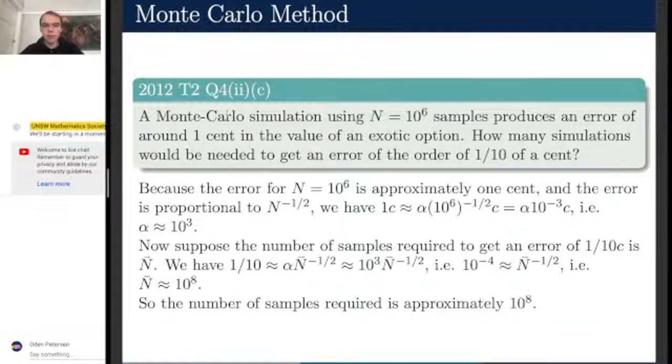Yes, so we're going to use a Monte Carlo simulation to estimate the value of an exotic option. So this is going to be some integral, some expectation that we want to estimate by choosing random samples, evaluating the function there, and then taking the average.